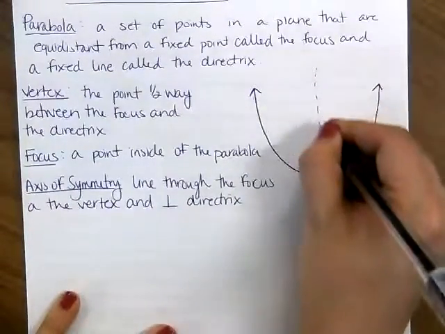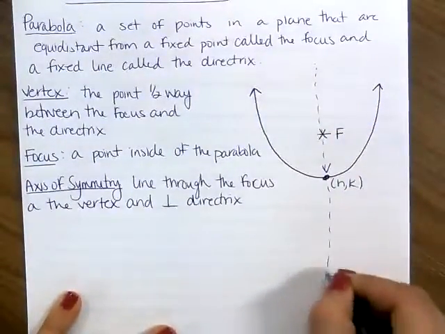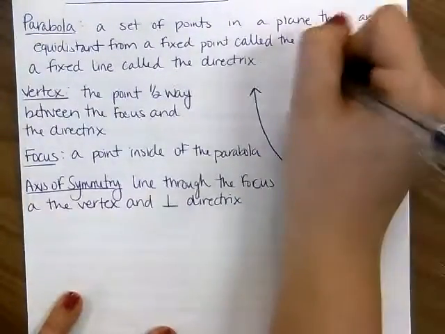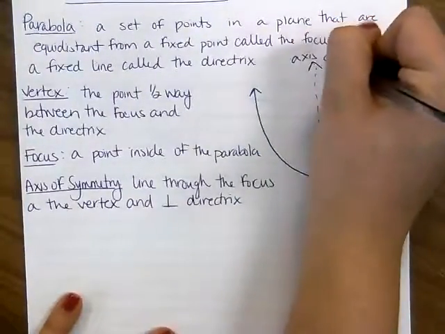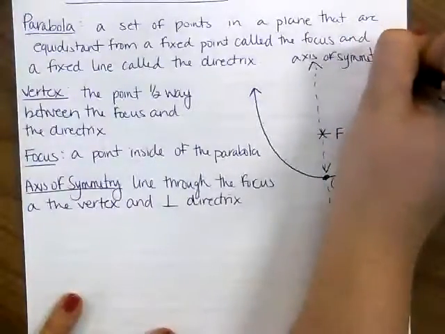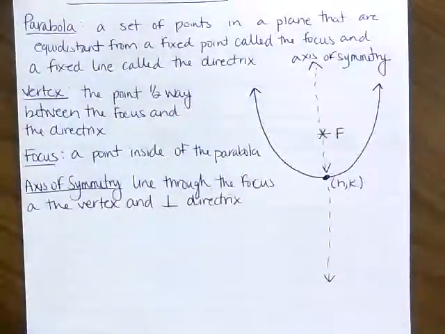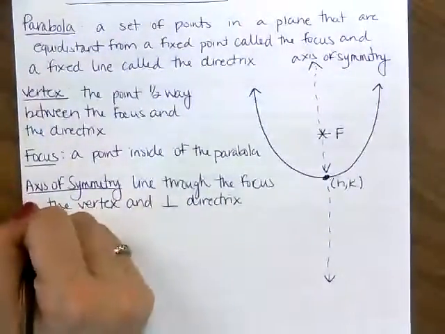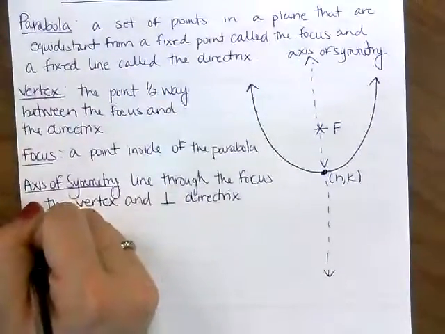So remember there's that line that runs through the parabola. This is the axis of symmetry. This is the line that if you were to fold a parabola over onto itself, right, this would map onto itself over that line. Okay. Ready for the next one?